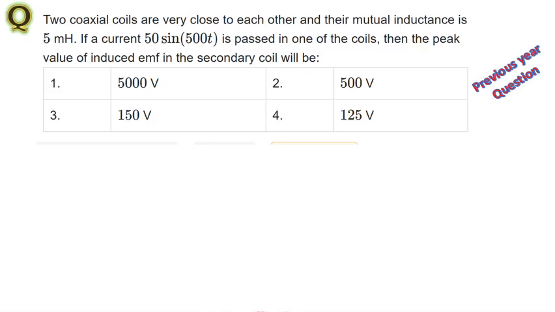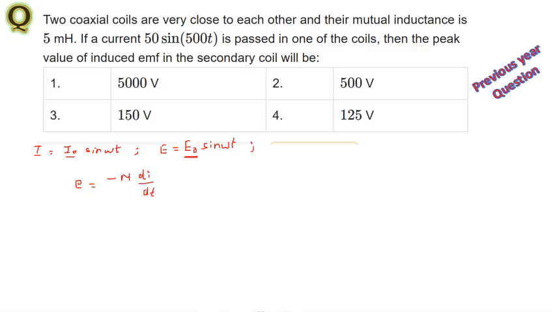In case of AC current, the current I is equal to I naught sin omega t, where I naught is the peak current. Similarly, V is equal to E naught sin omega t, and the peak voltage is E naught. For mutual induction, the changing EMF E is equal to minus M into di divided by dt.